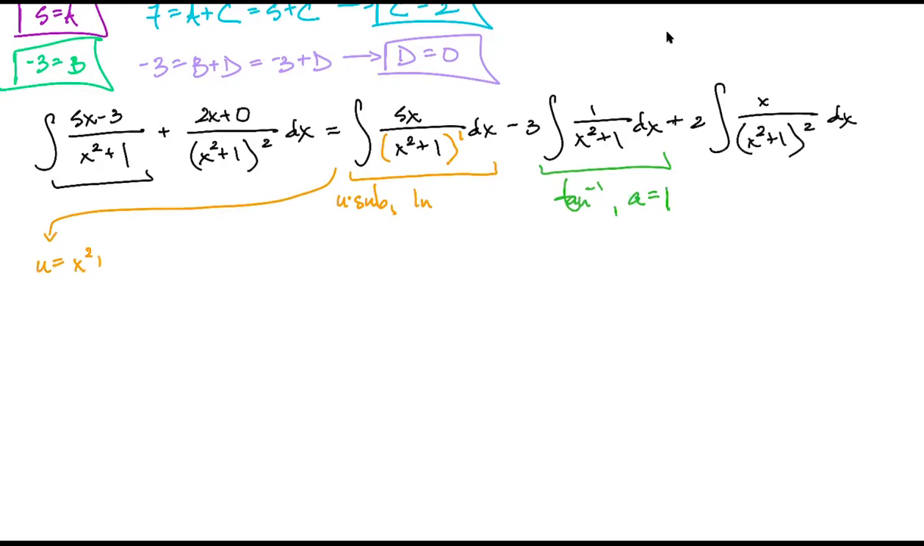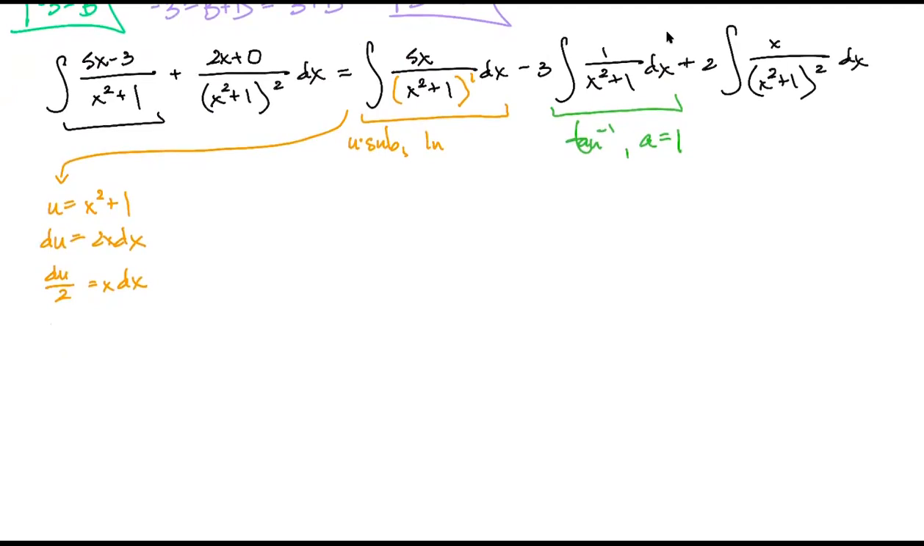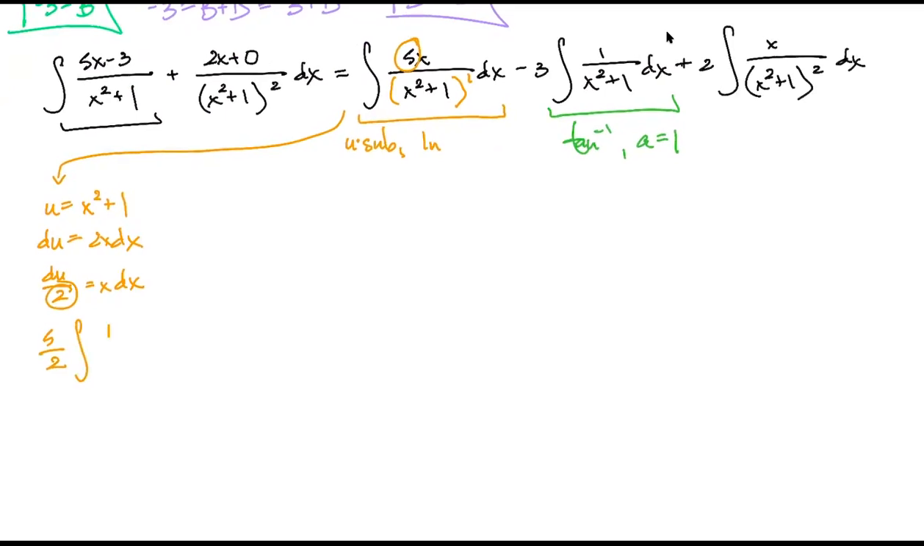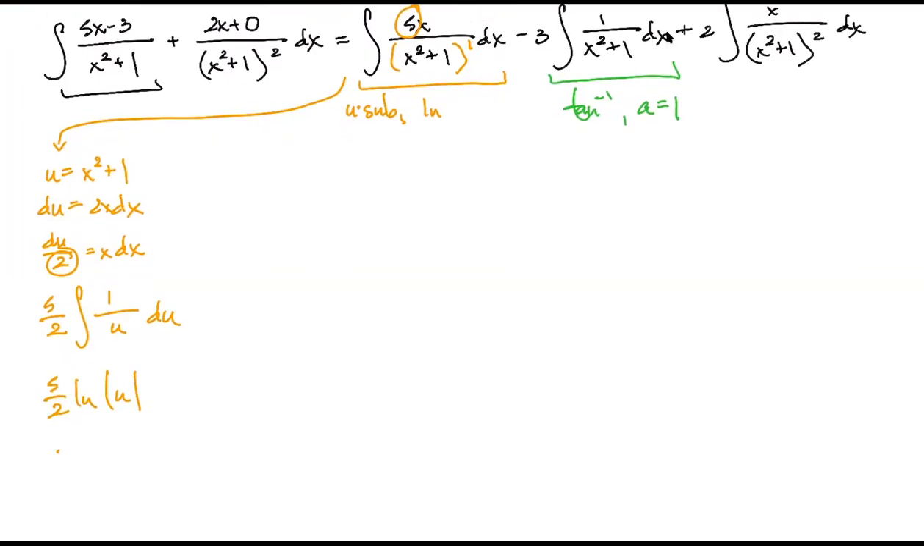U equals x squared plus 1, du equals 2x dx, du over 2 equals x dx. So we're going to end up with 5 halves, because we take this 5 and this 2 out to the front. The integral of 1 over u du. And so that's ultimately going to give us 5 halves natural log of u, or 5 halves natural log of x squared plus 1.